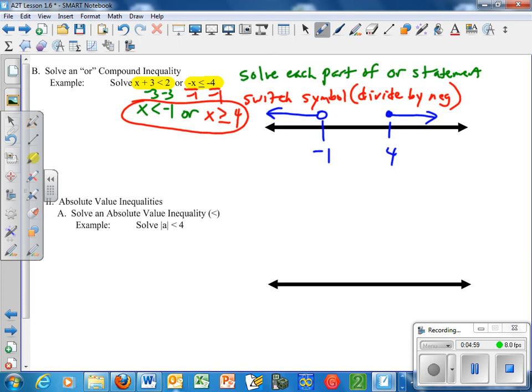But if it's an or, you do any part that's graphed. Okay, if they happen to overlap, it would be any numbers that are graphed. And you might have some of those in your sign problems.